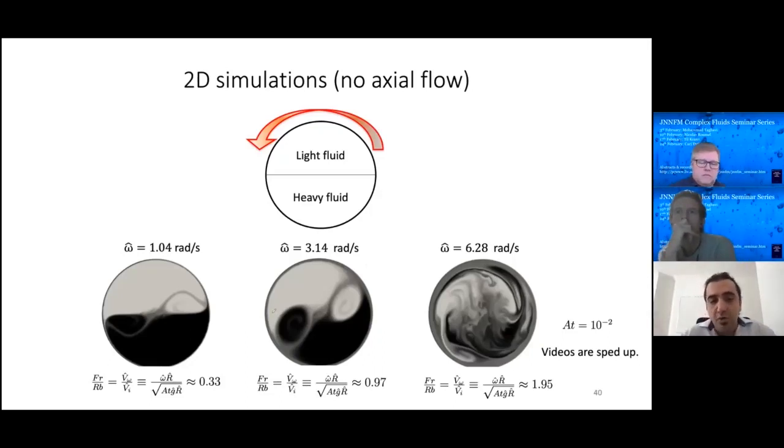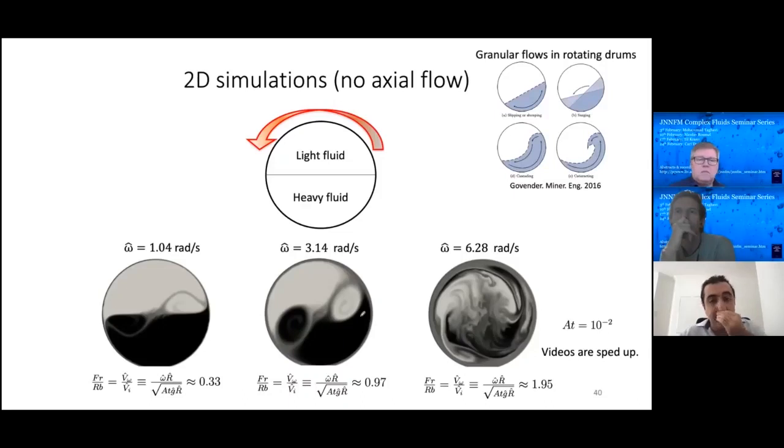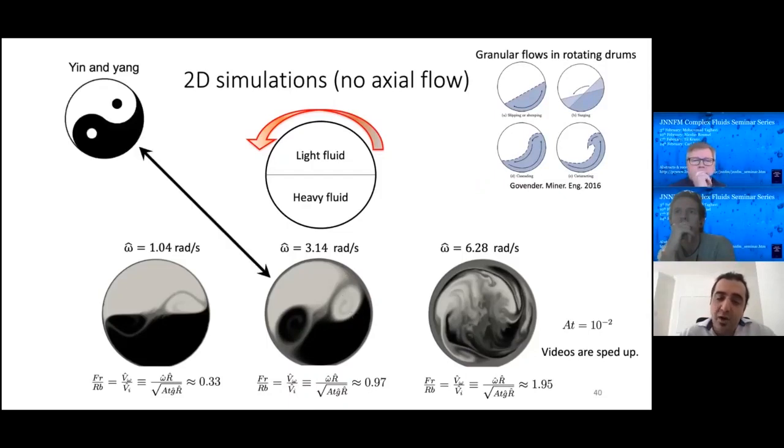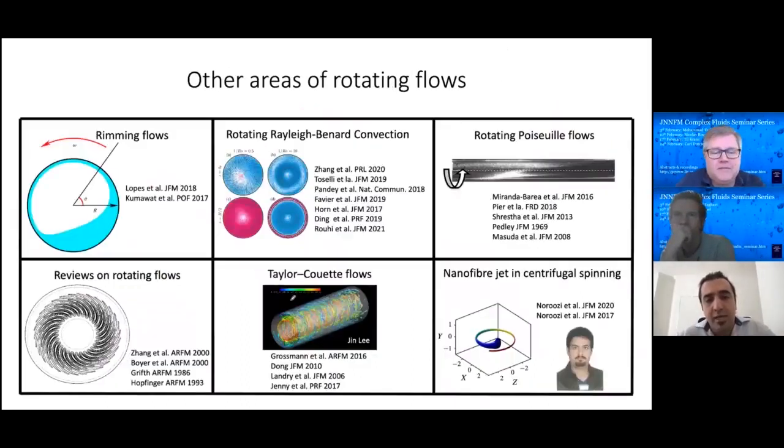Conceptually similar flows to this can be seen in the context of granular flows in rotating drums. But our case is slightly different because there are interesting recirculations in the flow that make the shape of the interface resemble a yin and yang symbol. So I think it has something to do with my PhD student having Chinese origin, but maybe I'm wrong. But this is quite interesting.